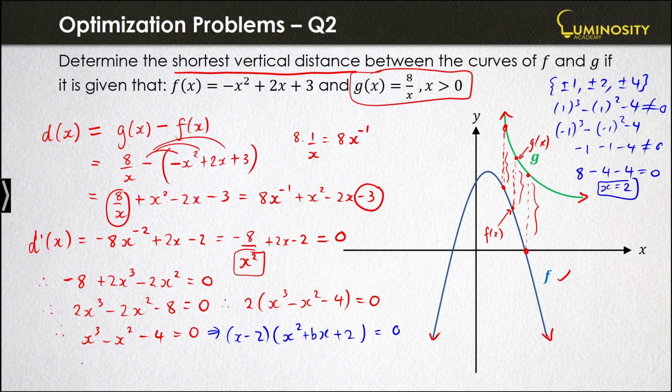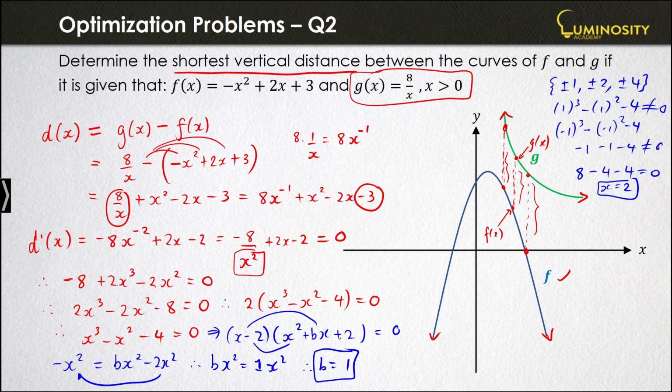The x squared term on the left-hand side is negative x squared. The x squared term is going to be x times bx, which is bx squared. Negative 2 times x squared is negative 2x squared. So if I bring over that negative 2x squared, I get bx squared equals 1x squared. So therefore b is equal to 1. So there I've factorized it. Okay, so now I've got x minus 2 times x squared plus x plus 2.